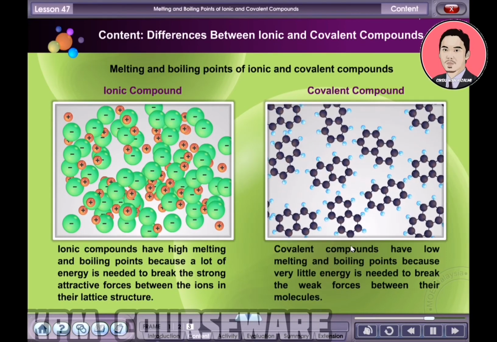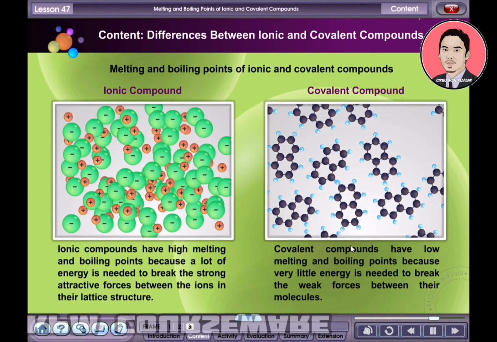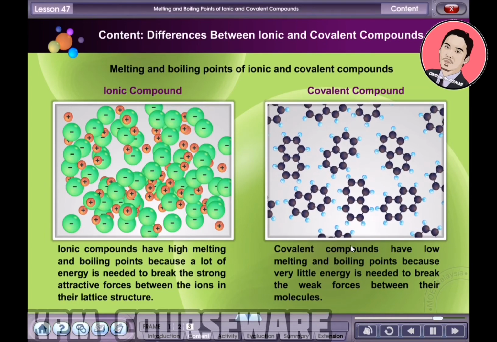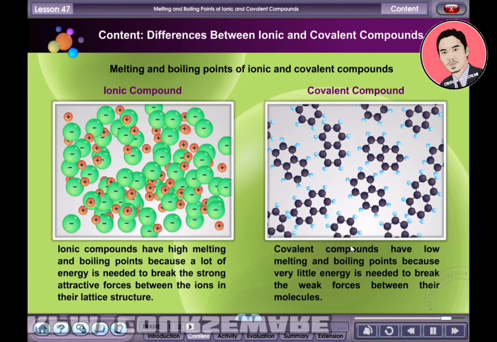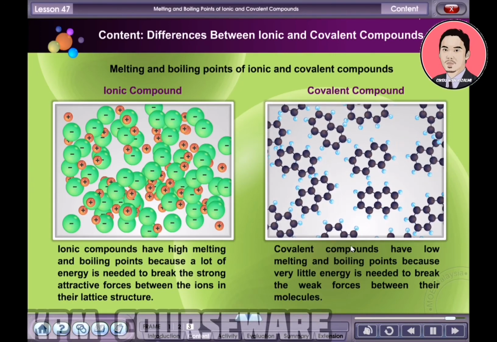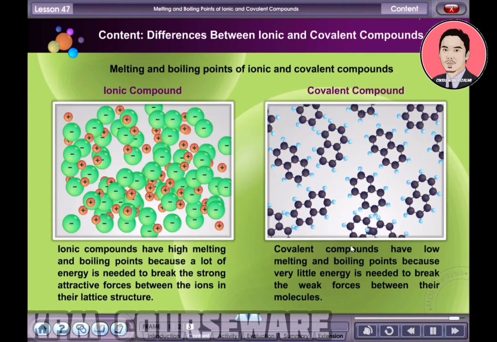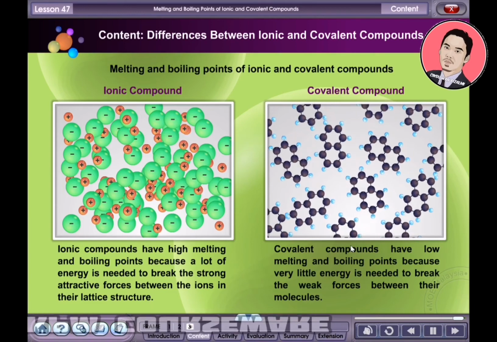When a covalent compound melts or boils, it is the forces between the molecules which are broken. Very little energy is needed to make this happen, so covalent substances have low melting and boiling points.